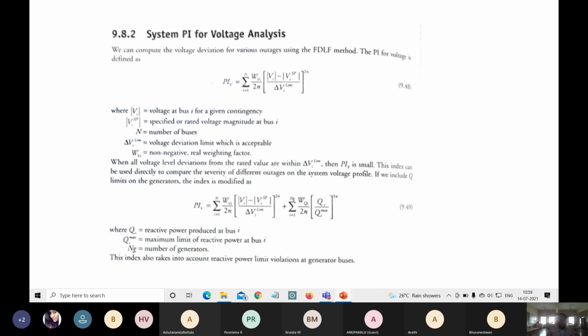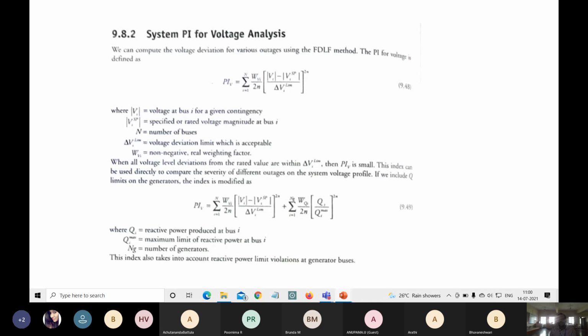Okay, so the next thing is the system performance index for voltage analysis. Till now we have studied the PI for line outages, that is, transmission lines. Now we can go for system voltage analysis. We can compute the voltage deviation for various outages using fast decoupled load flow analysis. Yesterday we discussed that the Newton-Raphson method and fast decoupled load flow analysis give accurate values. That is the advantage of using them.